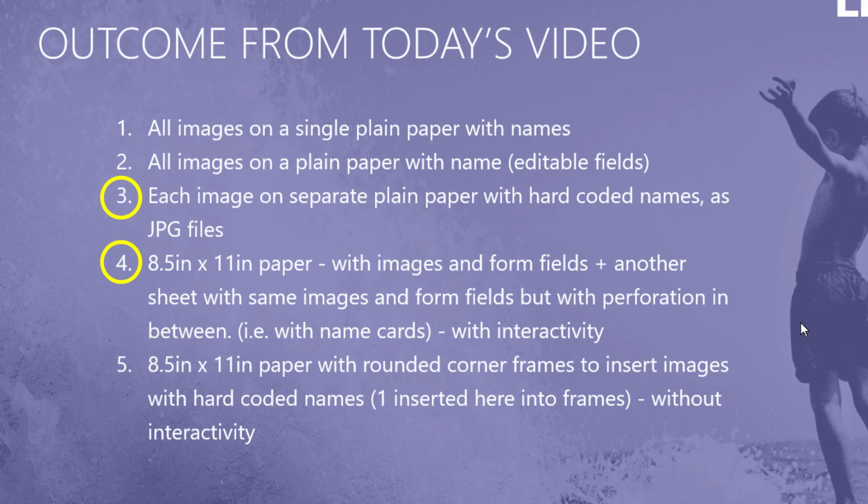That's done. The fourth one is done, with the images and form fields on another sheet with the same names, same images and form fields but with perforation in between. That is also done. And the last one, with the rounded corner frames to insert images, is what we are going to do next.